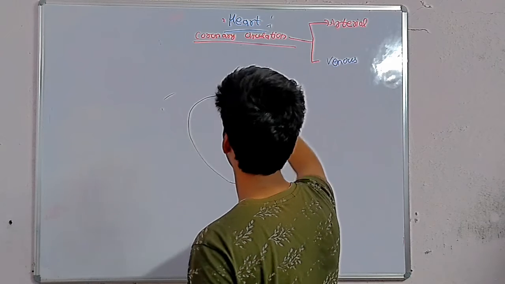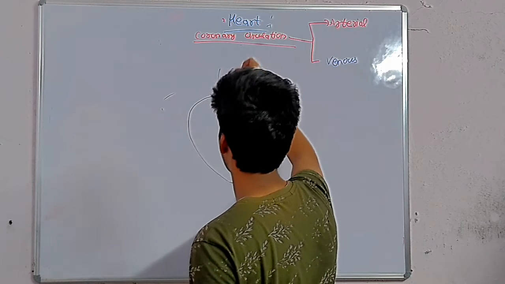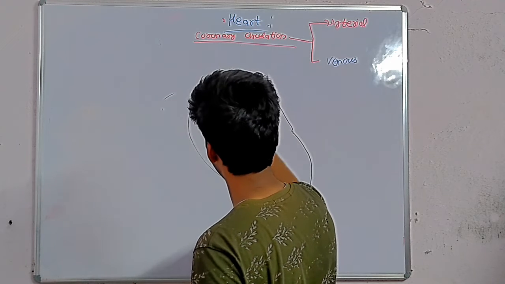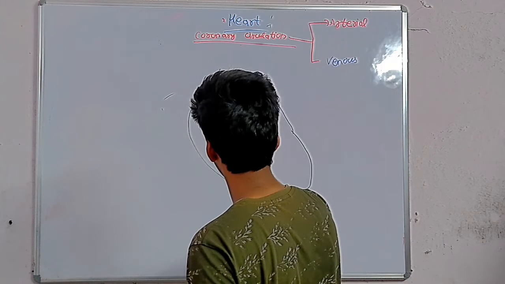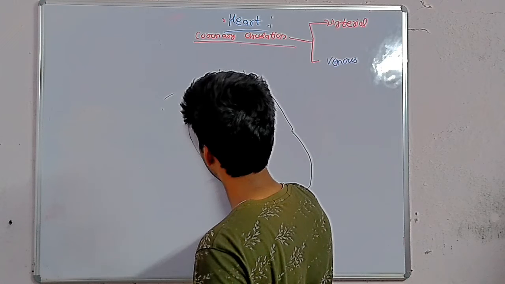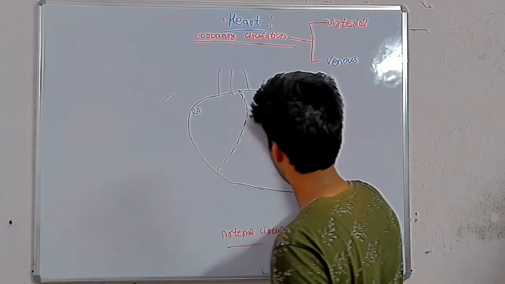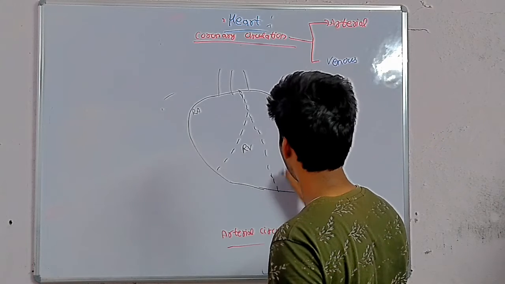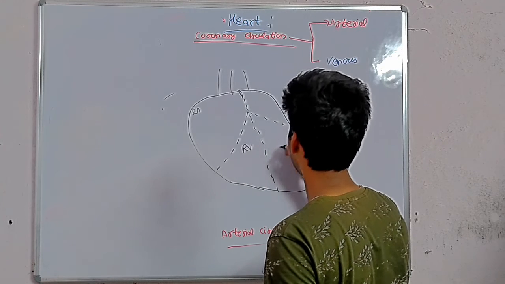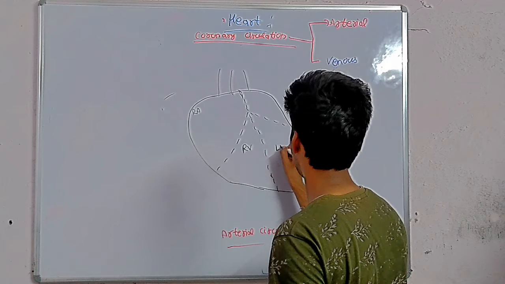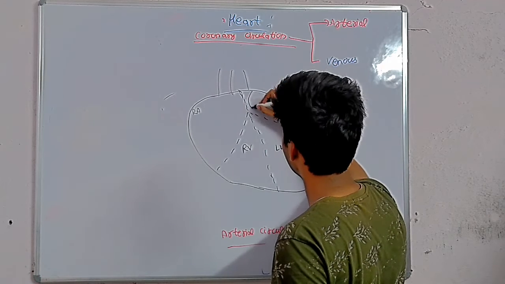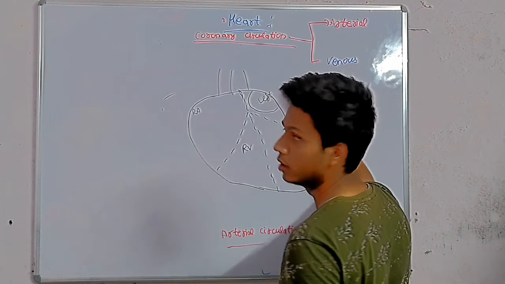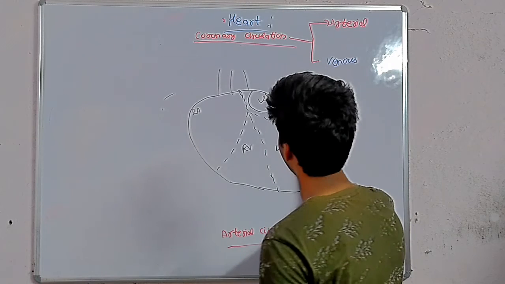This is our heart. We know some vessels are around. So first, this is our right atrium. This is the right ventricle, and this is majorly the left ventricle, and this portion is the left auricle. Remember, left auricle, because the atrium is present posteriorly.